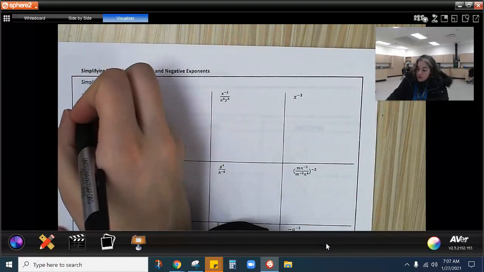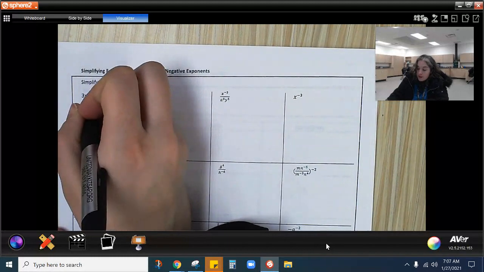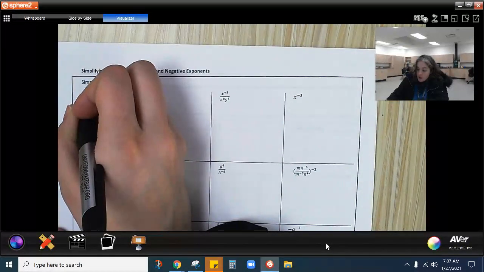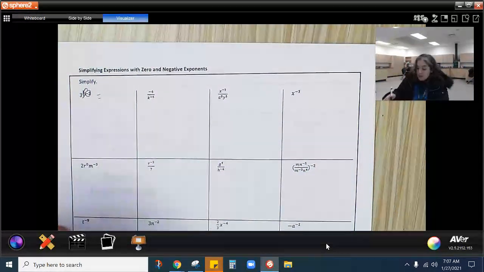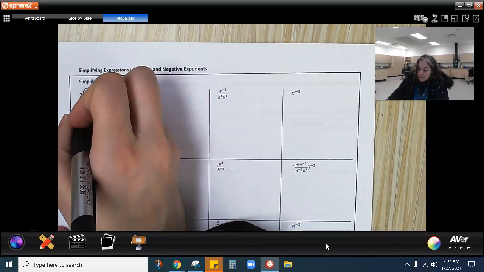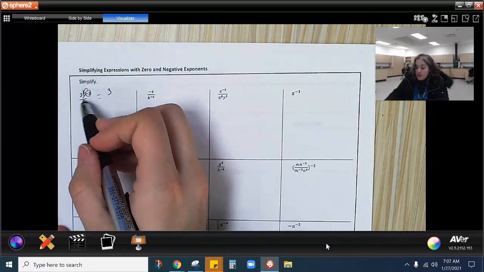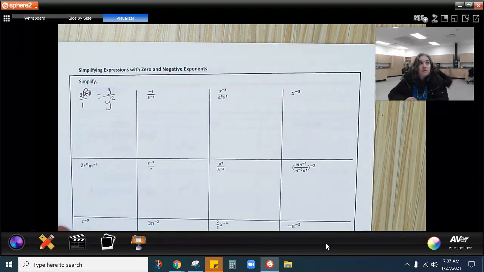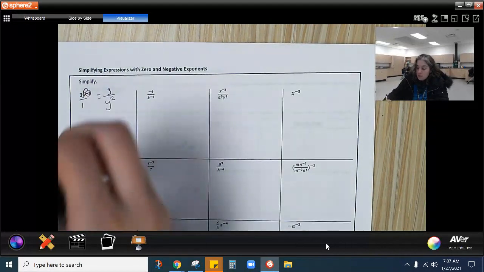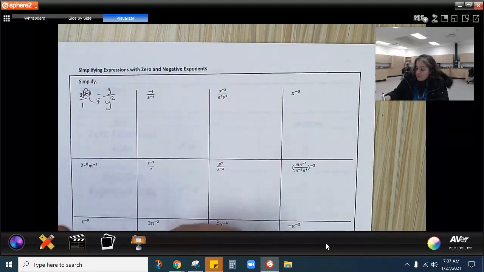So we've got 3y to the -2. Now this -2 is only touching the y, all right? Our 3, it's not touching. So the 3 is just going to stay, which means the y is the one that moves to the denominator, and then our 2 turns positive when we move the y to the denominator.